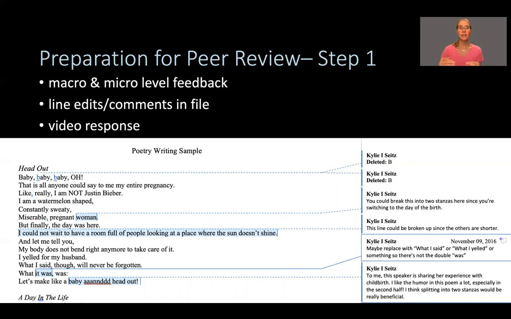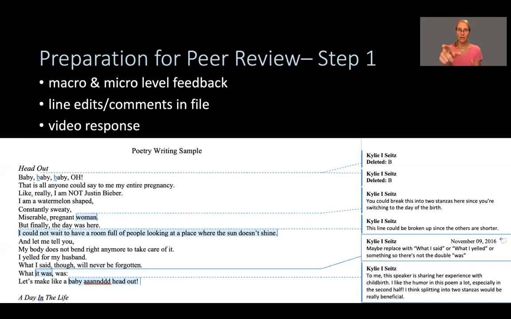And then she created comments. So if you take a look at the highlighted woman and follow that dotted line over, you'll see she says, you could break this into two stanzas here since you're switching to the day of the birth. So Kylie's suggesting, hey, we're moving in time here, and it could be helpful to me as a reader to have that visual break, that this happened and now this is happening, right? Rather than just saying break here, right? She explained why she felt that would be helpful, right?